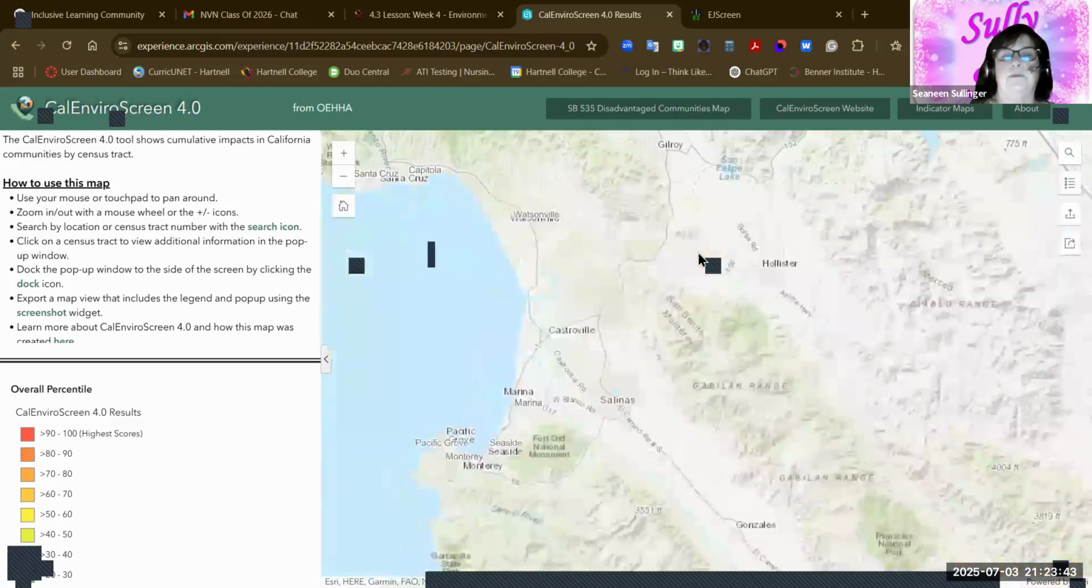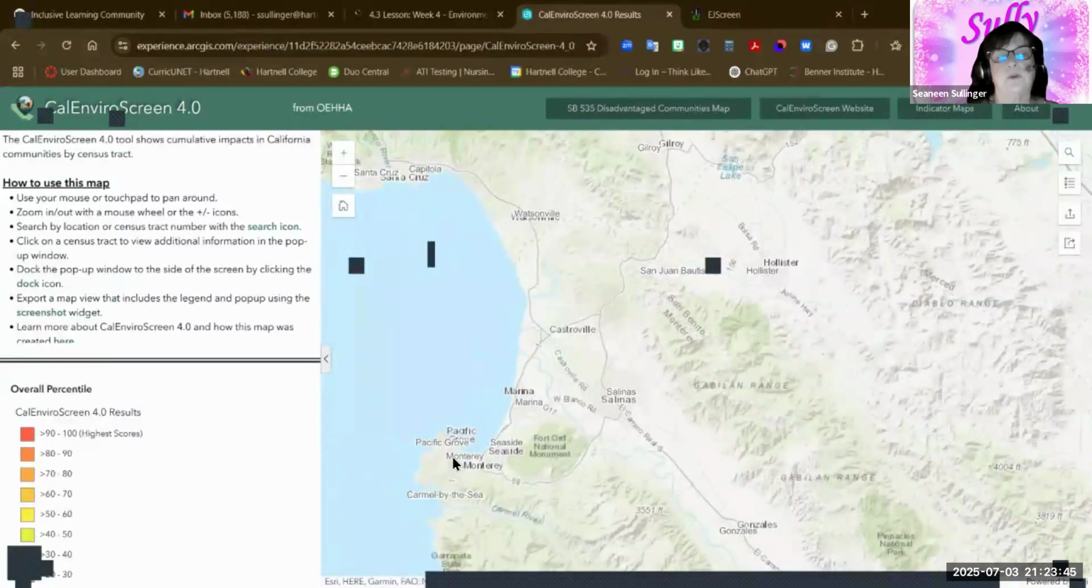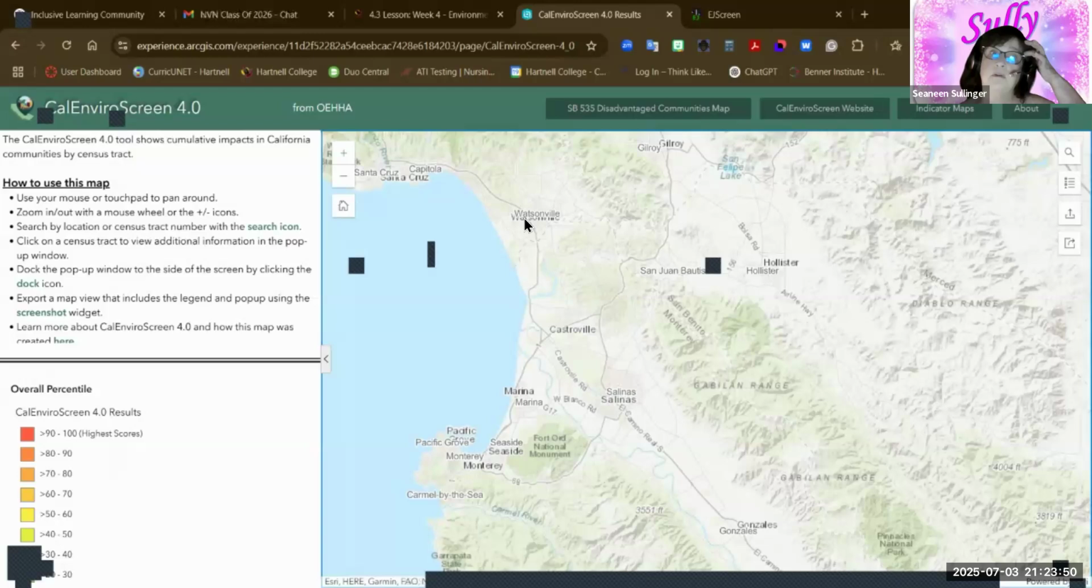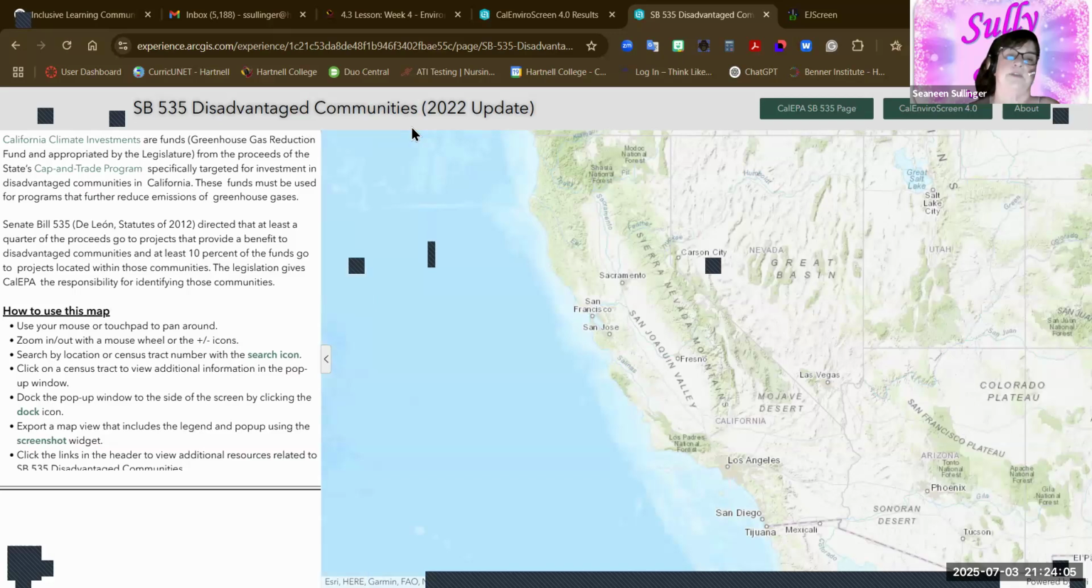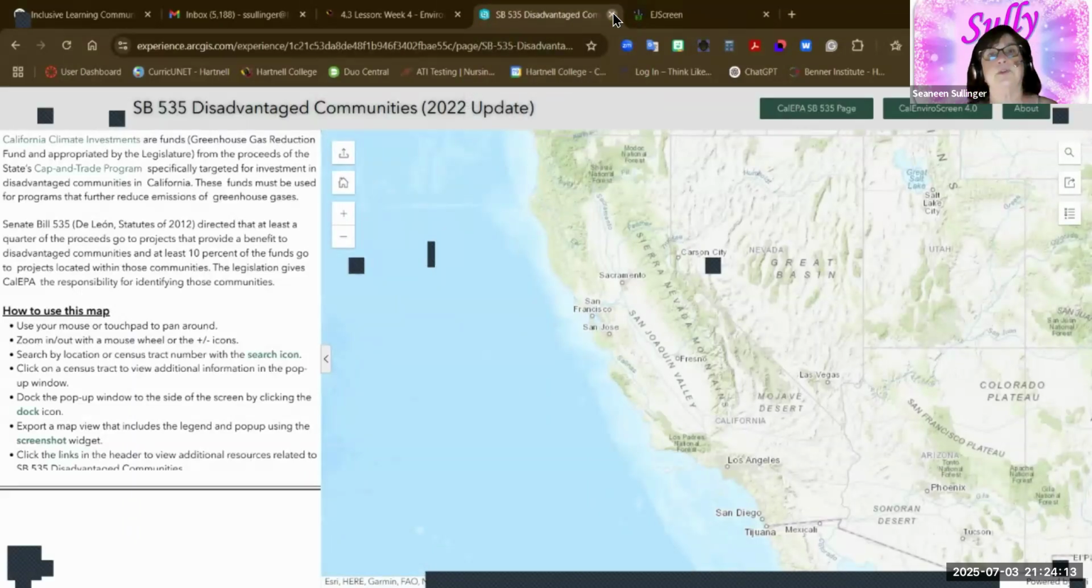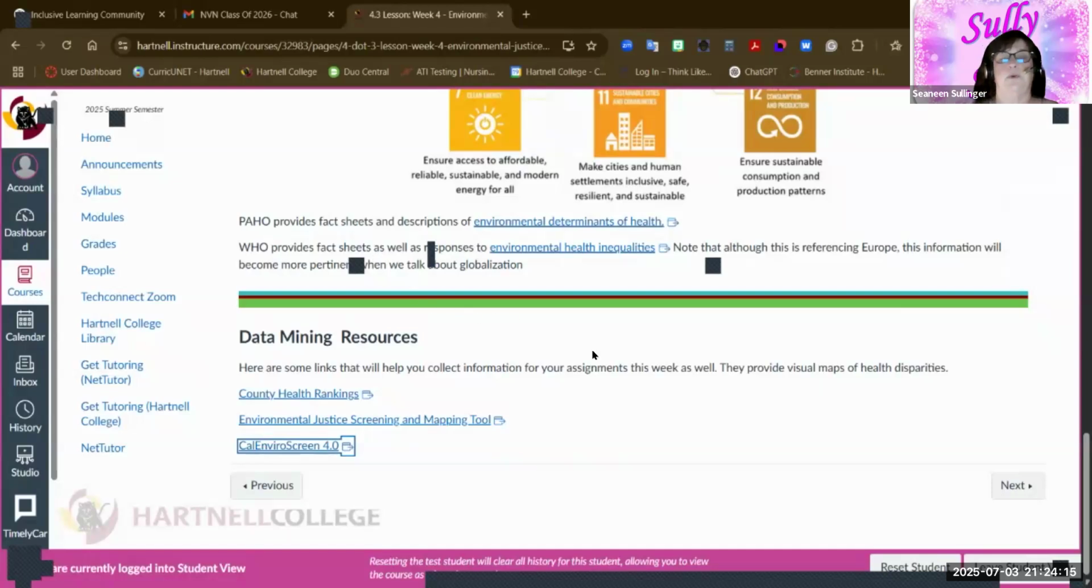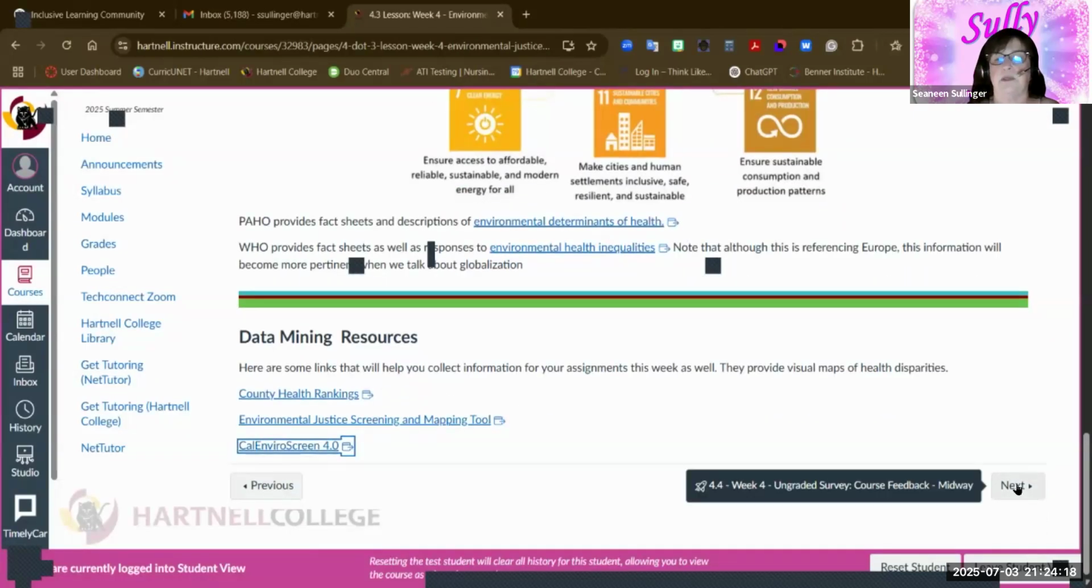And then let's go look at Watsonville and see if it will give us that. Nope, I think it glitched. But you can see how you can play around with that. You can look at whatever area you would like to. And this is the disadvantaged communities map. Note this is a 2022 update, so that's actually pretty good. That's only 3 years ago. But those are the different websites that you can use in your assignments this week.